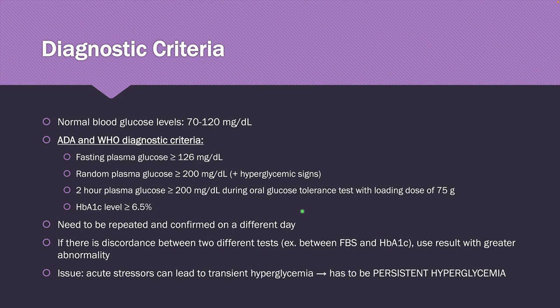Okay? So, the main issue with these tests is that acute stressors can lead to transient hyperglycemia. So, it has to be persistent hyperglycemia on different days in order for you to diagnose.